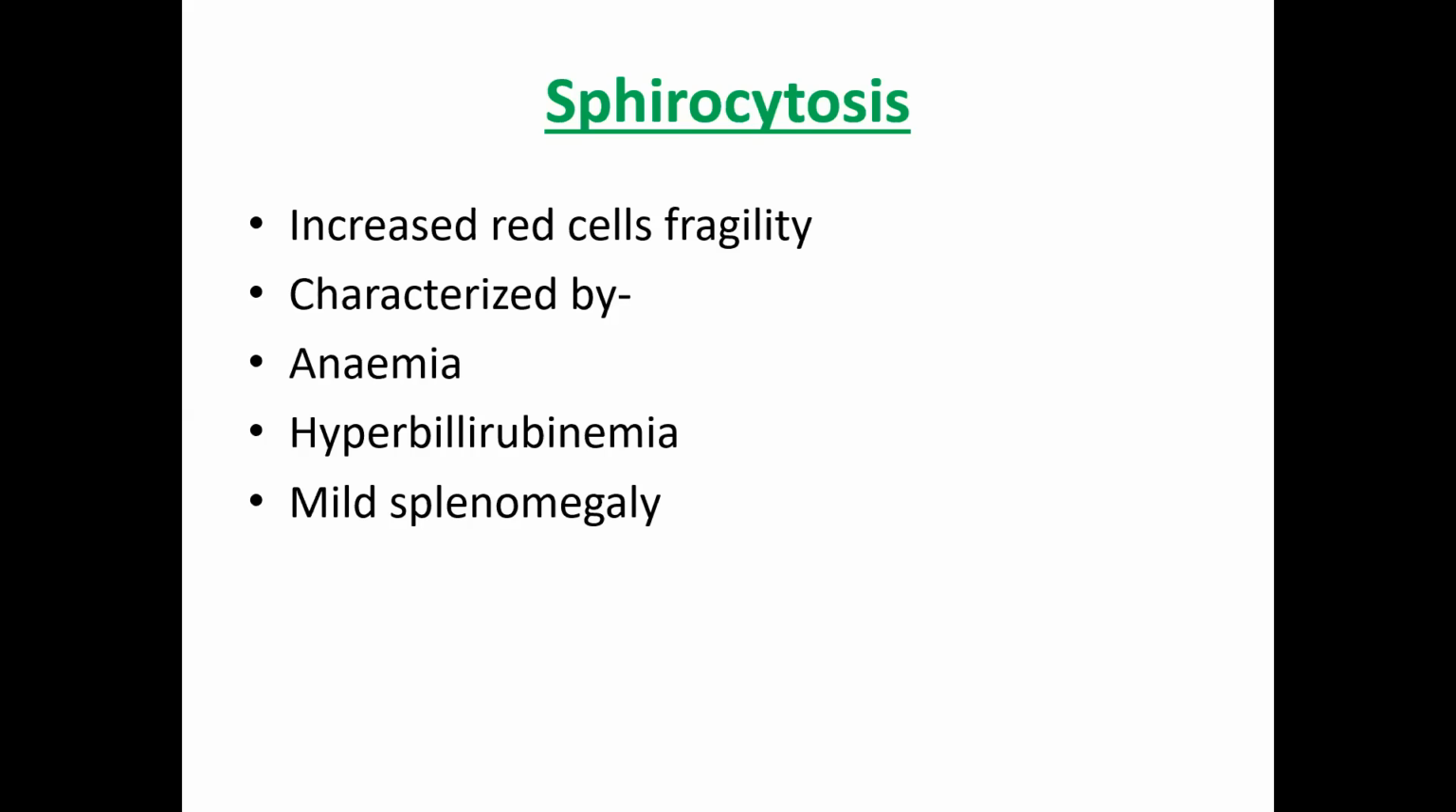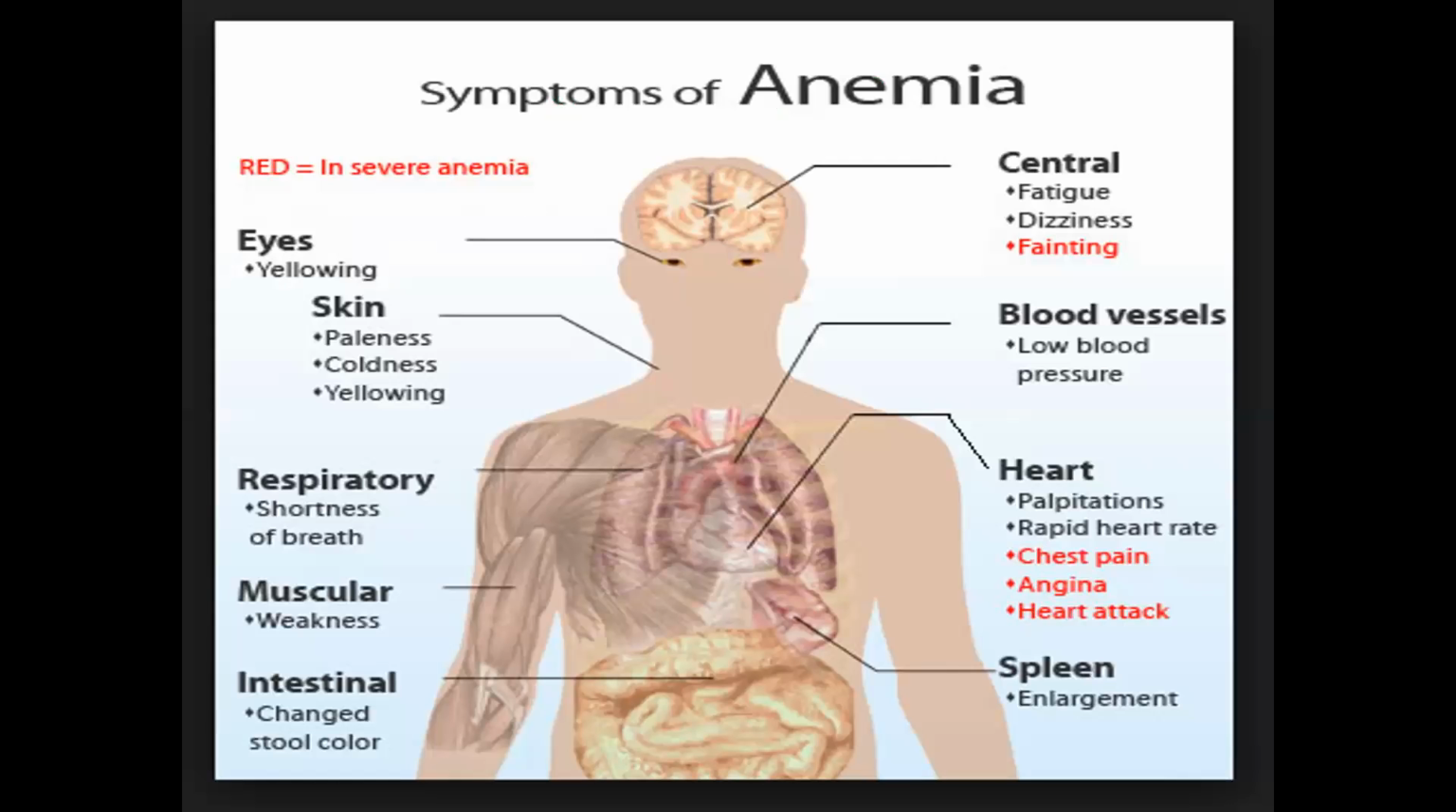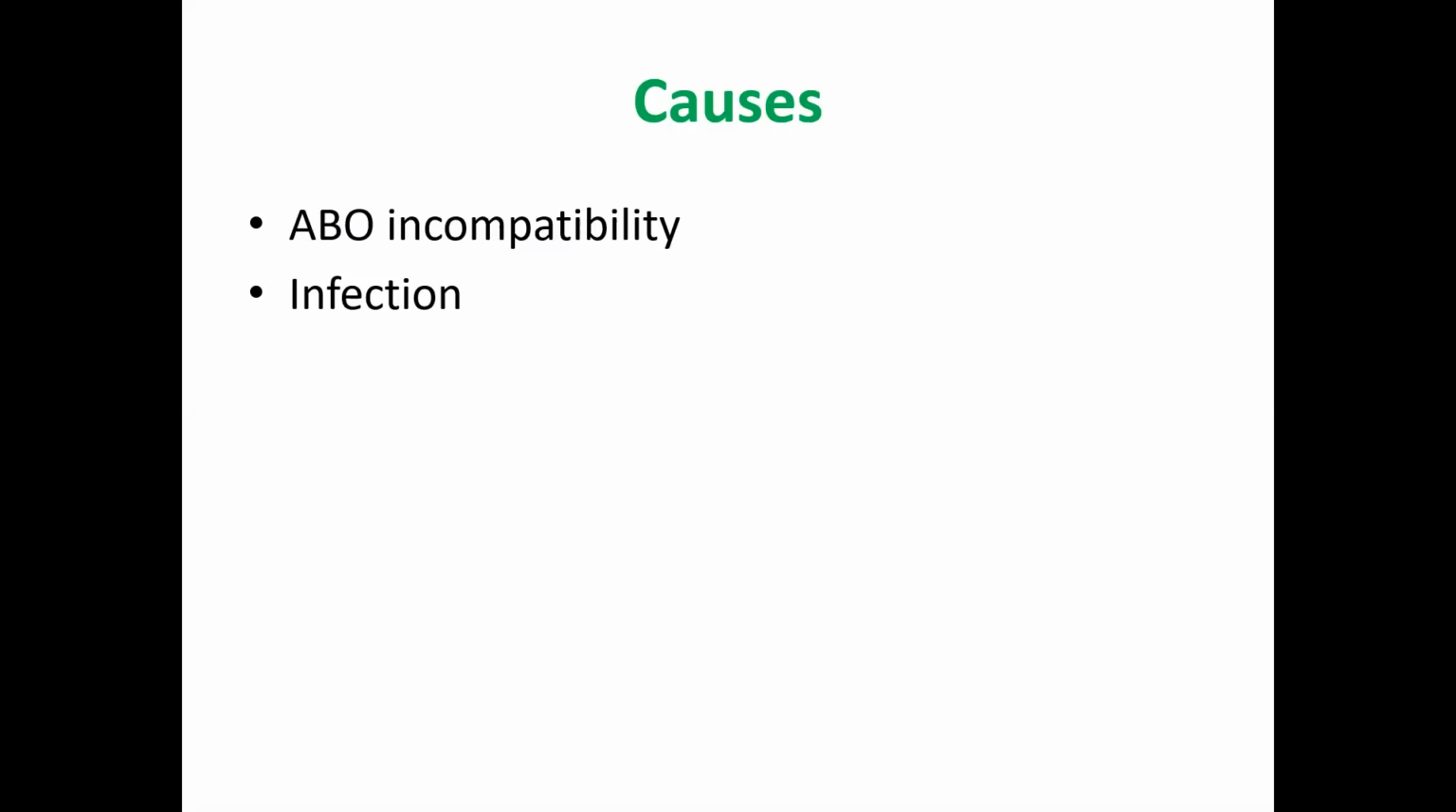It is characterized by destruction of the RBC, so definitely anemia, jaundice, hyperbilirubinemia, and mild splenomegaly. The symptoms are fatigue, dizziness, pallor, low blood pressure, heart palpitation, rapid heart rate, chest pain, angina, heart attack, spleen enlargement, change in stool color, muscular weakness, shortness of breath, yellowish discoloration of the eyes, skin paleness, coldness, yellowishness. The cause is ABO incompatibility and infection.